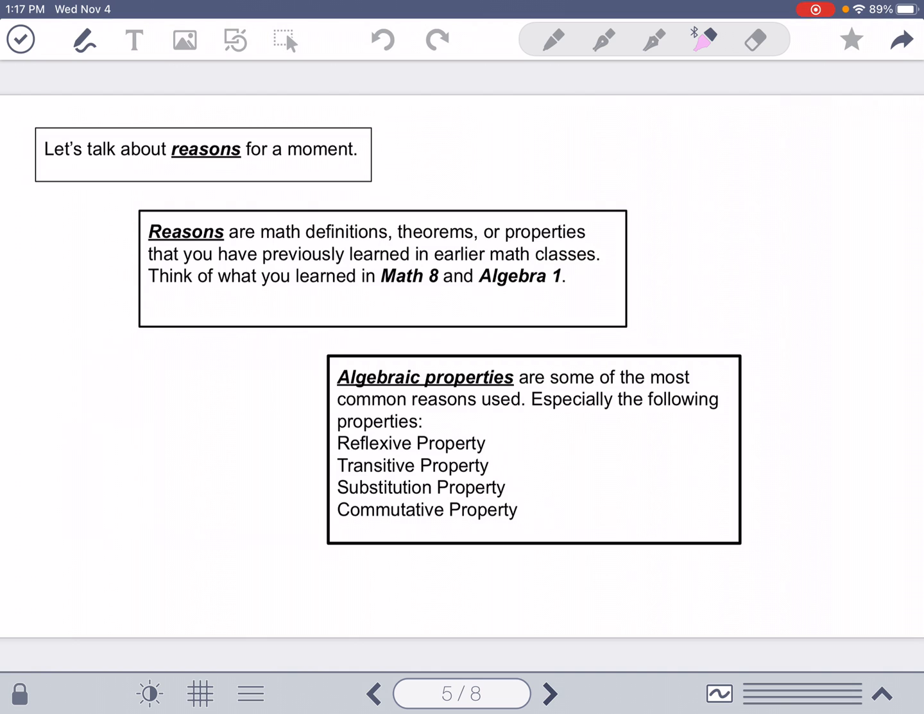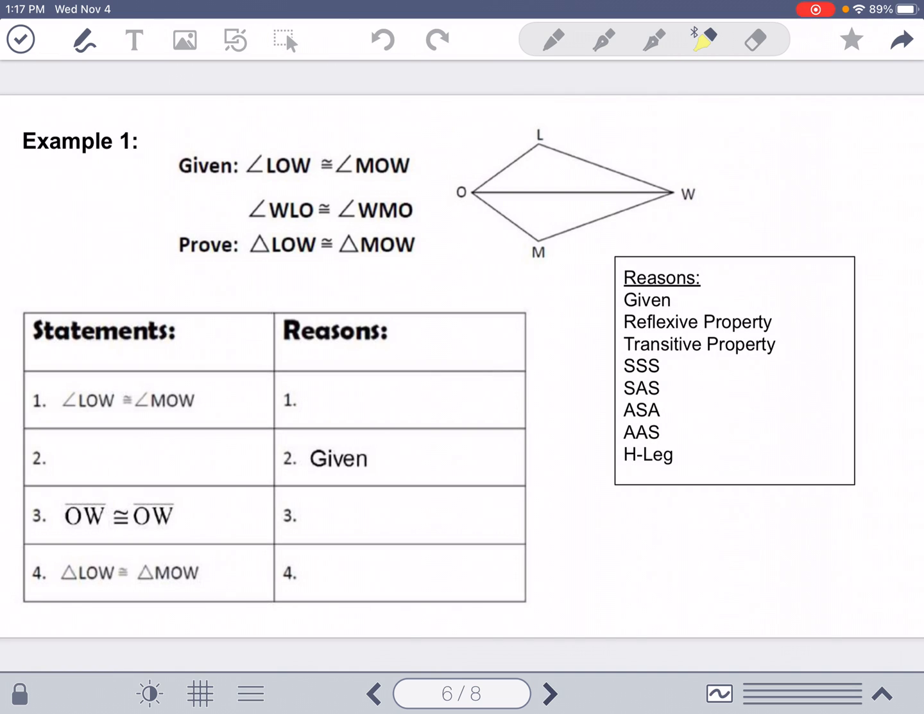But let's talk about reasons for a moment. Reasons are any math definitions, theorems, or properties that you have previously learned in other math classes. Think about the different properties and the different definitions that you covered in Math 8 and in Algebra 1. Algebraic properties are some of the most common reasons used. The following properties, reflexive, transitive, substitution, and commutative, are the most popular choices. So here with our first example, now these are all reasons that I'm going to use in this proof.